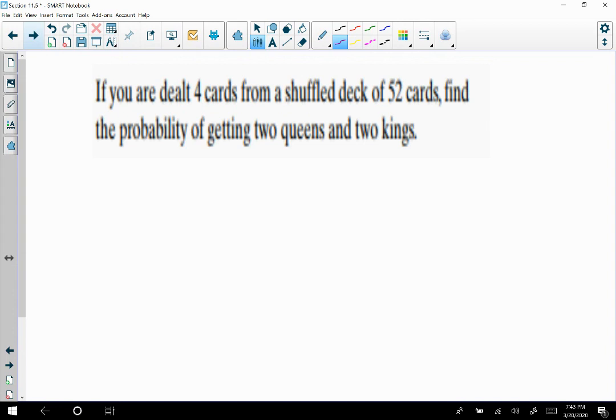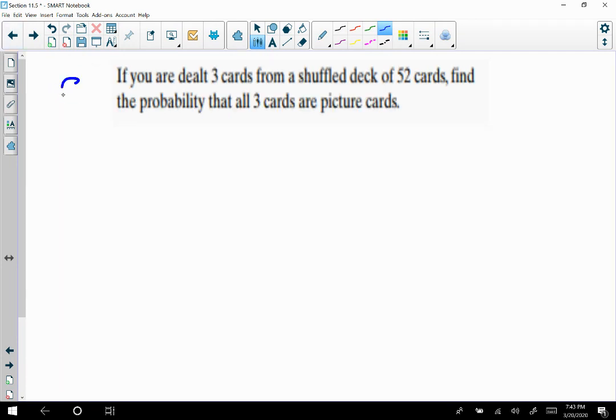You're given 4 cards. Does it matter if you get 2 queens first and then 2 kings, or if I get a queen, then a king, then a queen, then a king? Didn't I still end up with 2 queens and 2 kings? So because it doesn't matter how I'm getting my cards and when I get these cards, if you guessed combination, you guessed correctly. And the crowd goes wild.